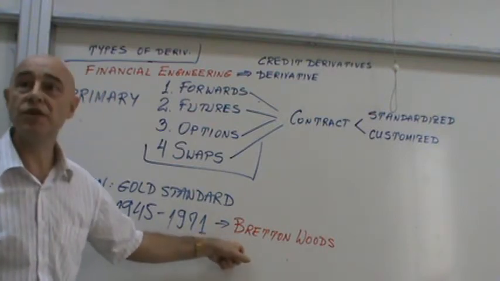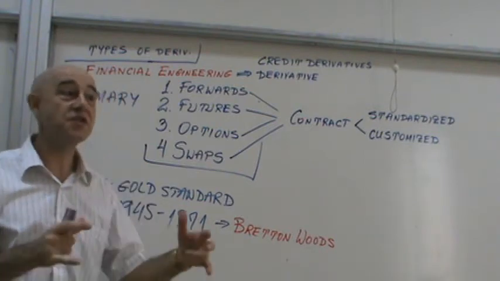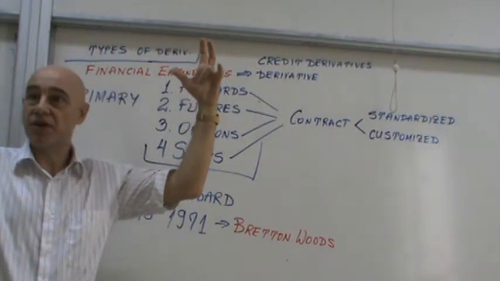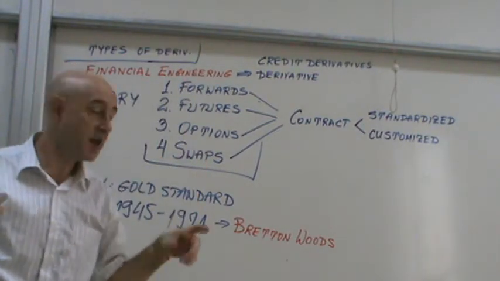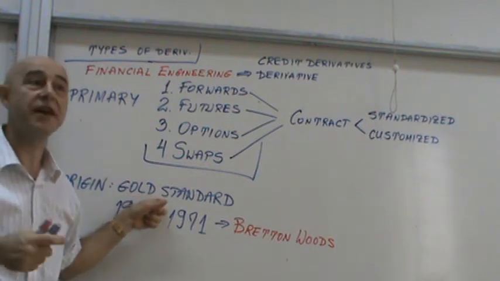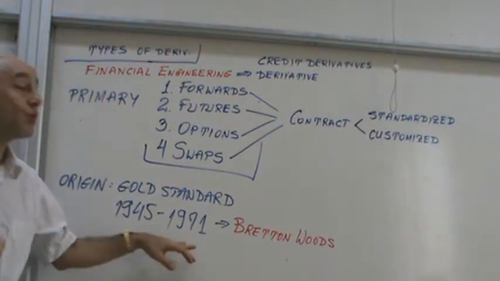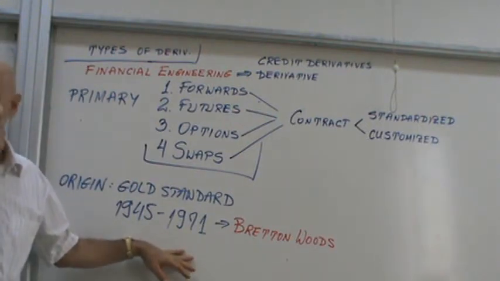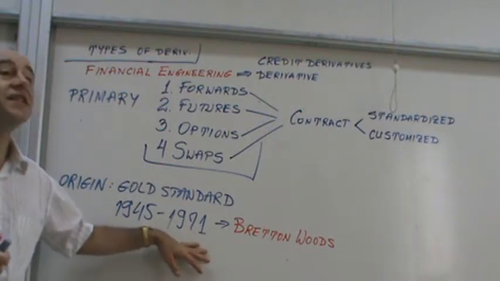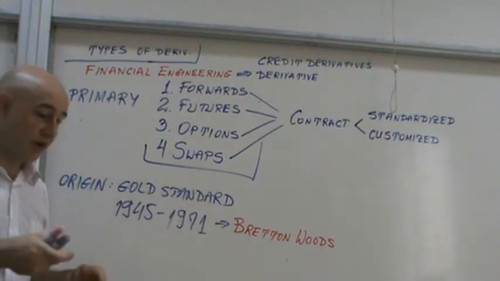So Bretton Woods was somewhat unstable. It wasn't a true paper standard, where you have paper currency, we call it fiat money, but it wasn't a true gold standard either. It was like a quasi-gold standard. The system was somewhat unstable, but it was also somewhat stable. So the system is a little bit unstable, and there was no genuine need for derivatives.